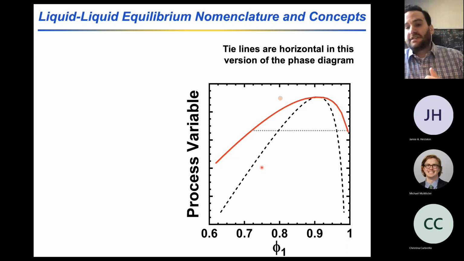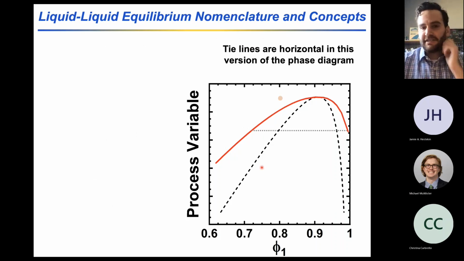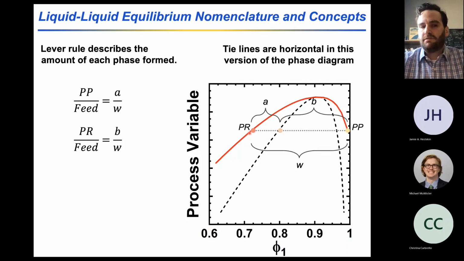One other useful thing to remind ourselves about these process diagrams, where we have the process variable on the y-axis and the composition on the x-axis, is that as you plunge into the two-phase region, the material phase separates along tie lines, right? In this case, the tie lines happen to be horizontal lines. And so I form my polymer-rich phase here and my polymer-poor phase here that are in equilibrium with each other.